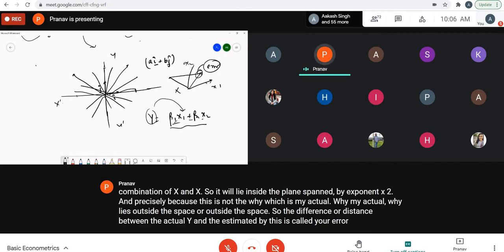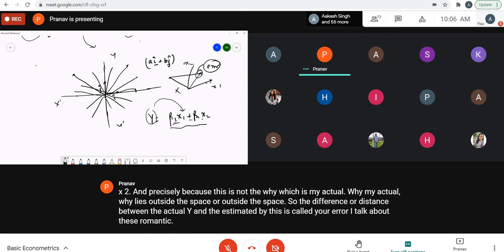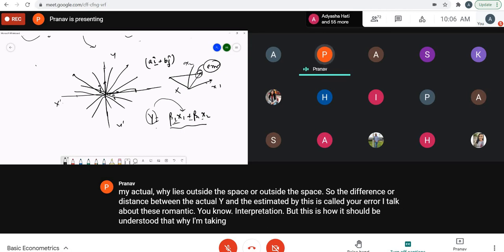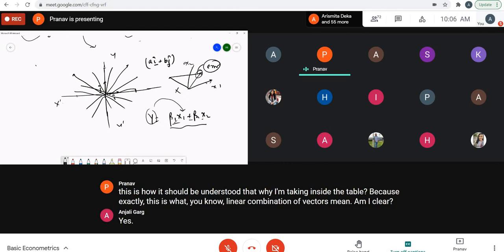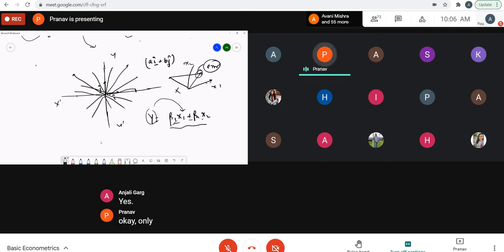I talk about this geometric interpretation. But this is how it should be understood, that why I'm taking inside the table, because exactly this is what your linear combination of vectors means. Am I clear? Yes, sir. Okay, all right. So let us move forward.